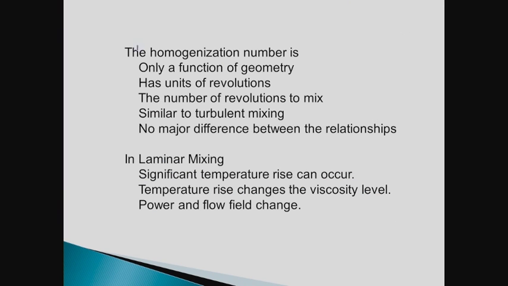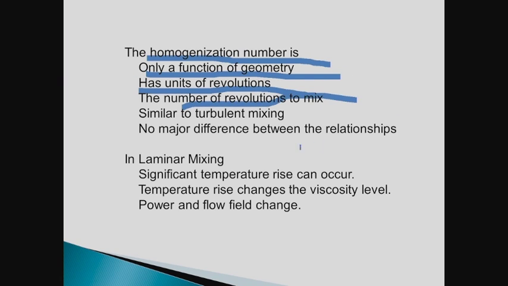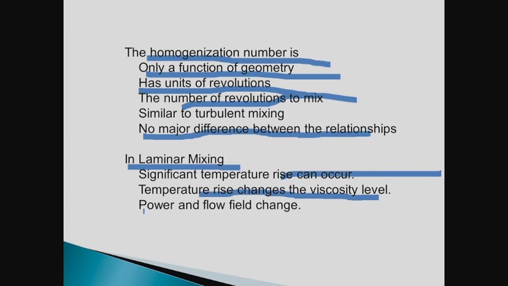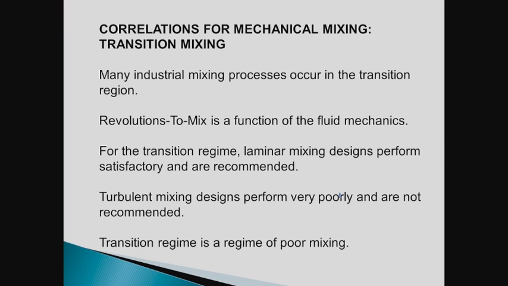So you quickly find out that homogenization number is only a function of geometry, as units, the number of revolutions to mix. No major differences between the relationships. That's kind of interesting. They're constant values. In laminar mixing, however, you got to watch out here. Significant temperature rises can occur. Temperature rises, changes of viscosity, power level, and flow field.